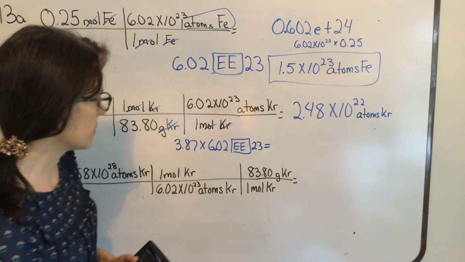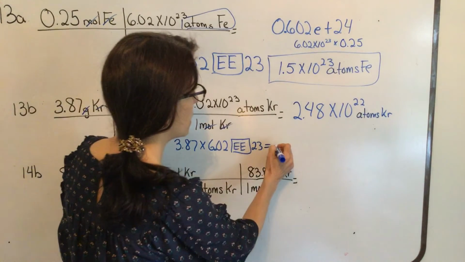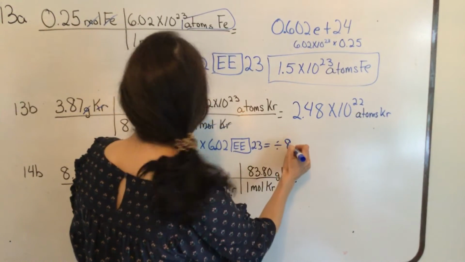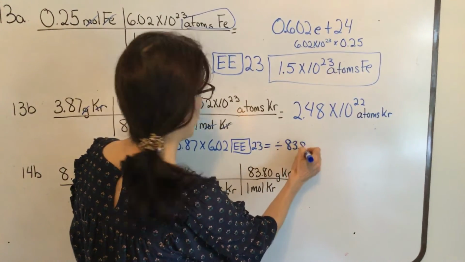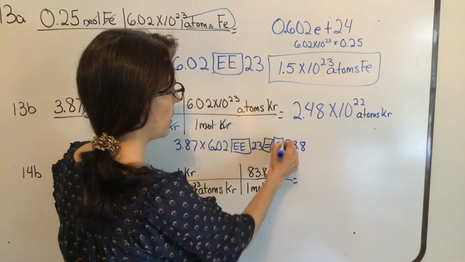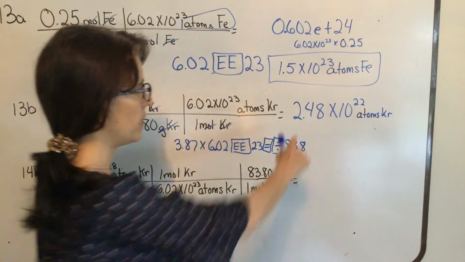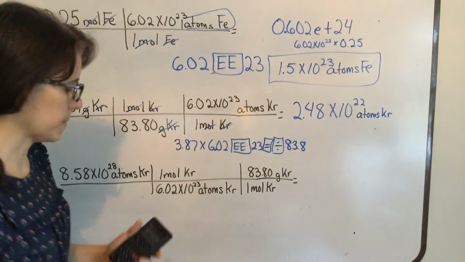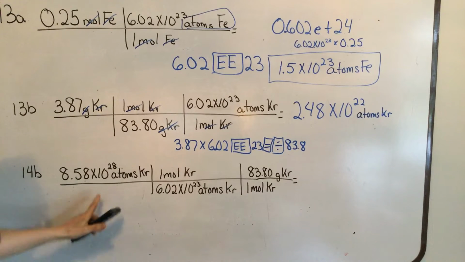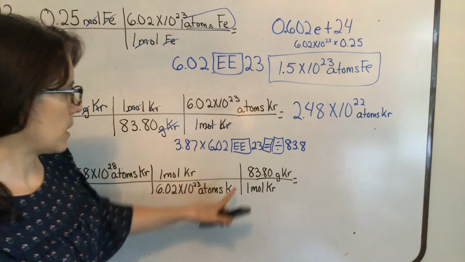And then you'll get a number, and then you're going to hit divide by 83.8. All right, so you hit equals and divide by. And then you should get this number here. Let's take a look at this one here.